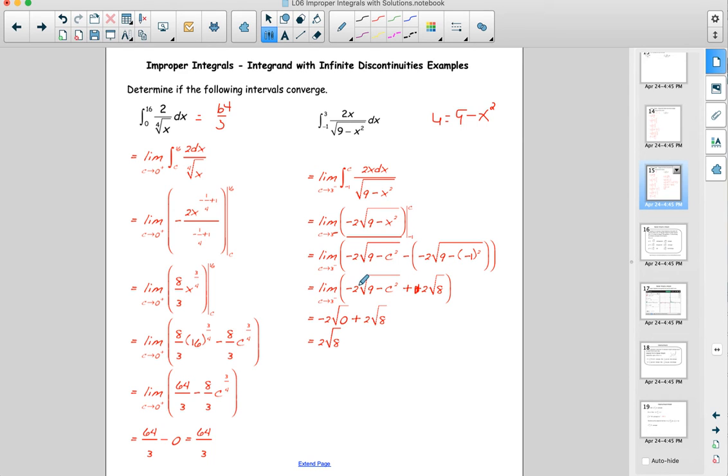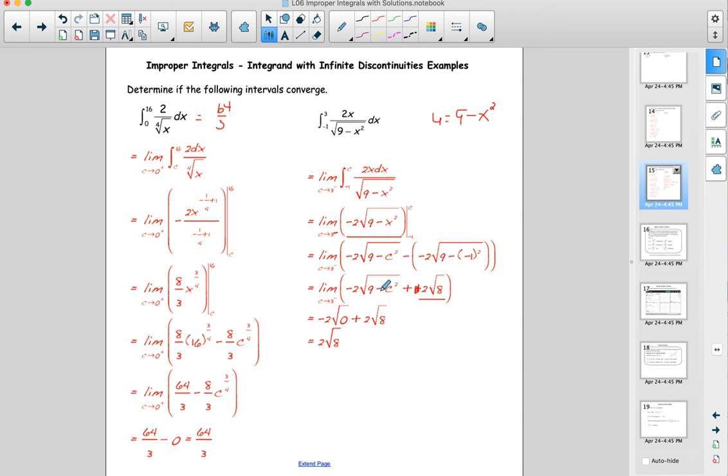So I have my negative 2 times the square root of 9 minus c squared. I'm now ready. I've simplified it as far as I can. In fact, you really can't clean up the part that has the variable. It's the numeric part that you want to clean up. This cleans up to 2 root 8. And now I'm ready to plug 3 in.